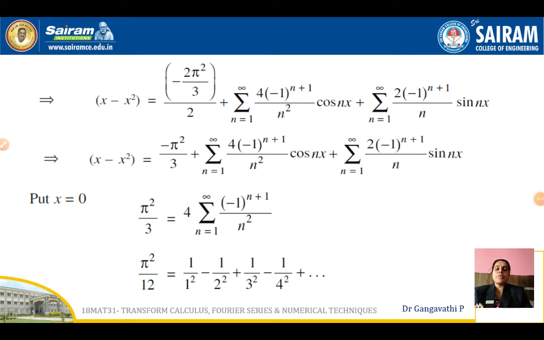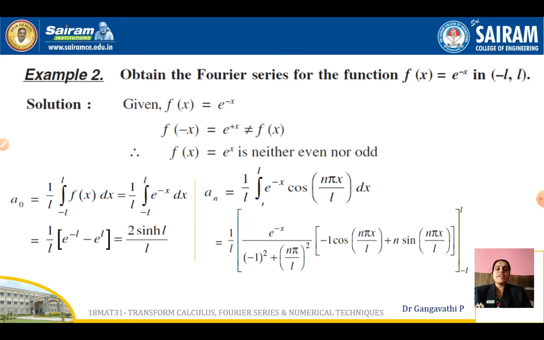When n is equal to 1, we get this term. When n is equal to 2, when n is equal to 3 and when n is equal to 4. This is the required answer for us. So hence we can conclude that the problem and the expansion and the required answer is obtained. Similarly, let us see another example.